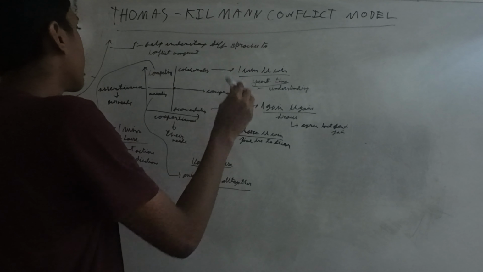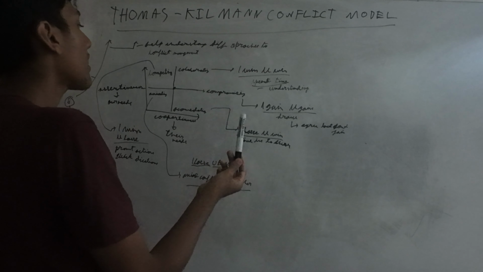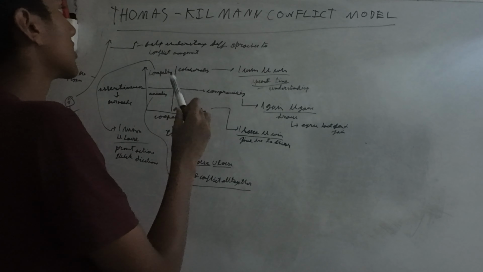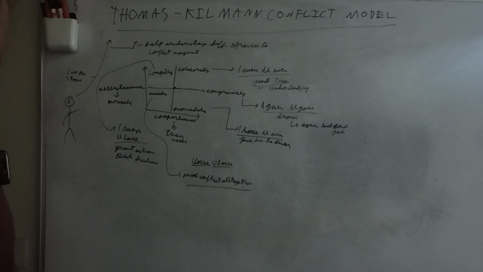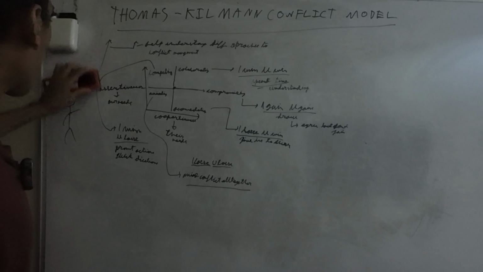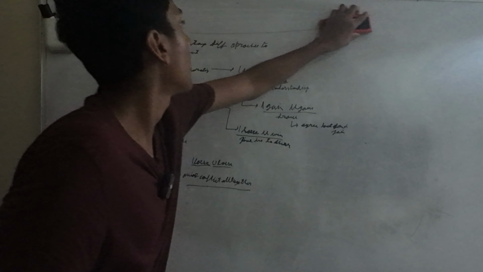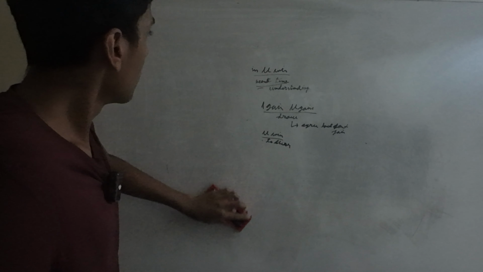And those are basically the 5 types of conflict management inside of the Thomas-Kilmann conflict model. And that's basically what it is.